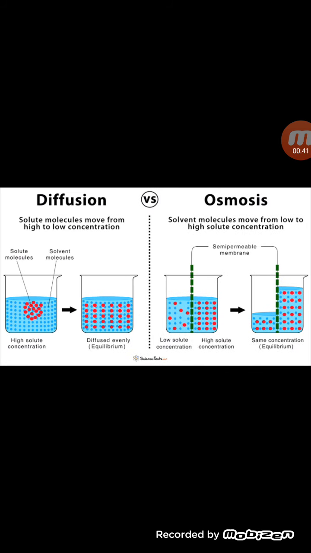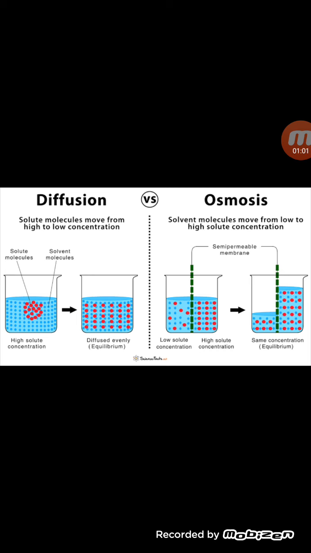Okay, then we have the difference between diffusion and osmosis. So in diffusion, what happens? The solute molecules move from high to low concentration. But in case of osmosis, solvent molecules move from low to high solute concentration.